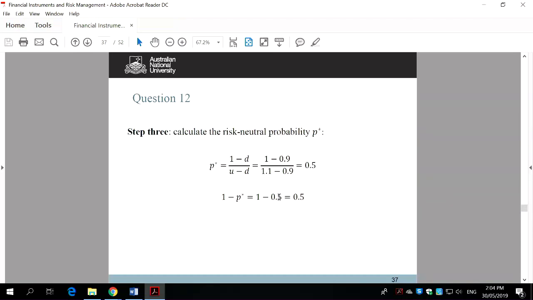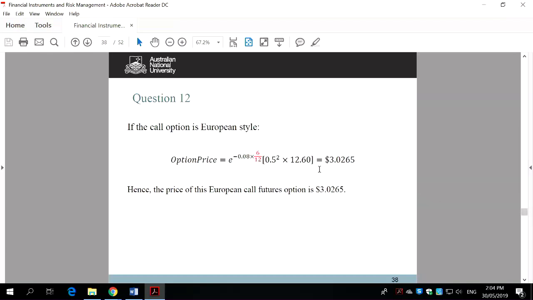The other thing we need to do is calculate the risk-neutral probability. Remember, we're dealing with an option written on a futures contract, so the equation here is very concise. It's simply (1 minus d) divided by (u minus d), and that gives you the risk-neutral probability. You work out the risk-neutral probability is 50%. And the last step is simply discounting the expected payoff of the option all the way back 6 months. So you get the European call futures option value of roughly $3.